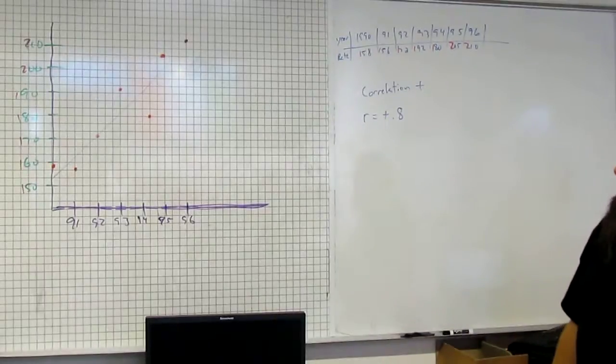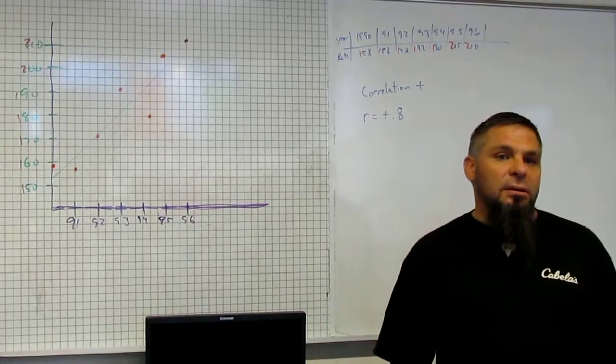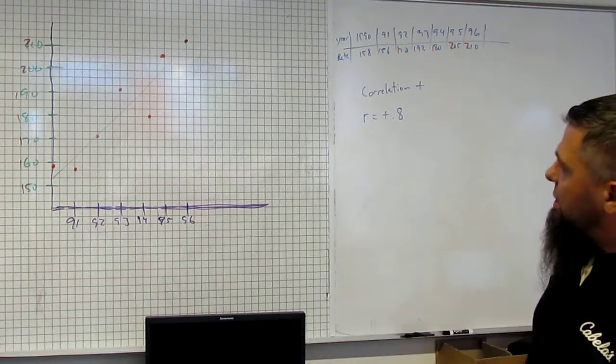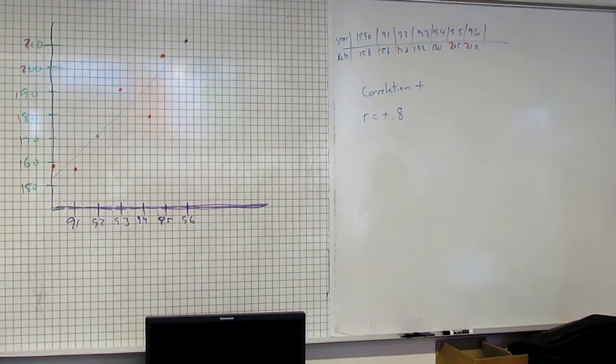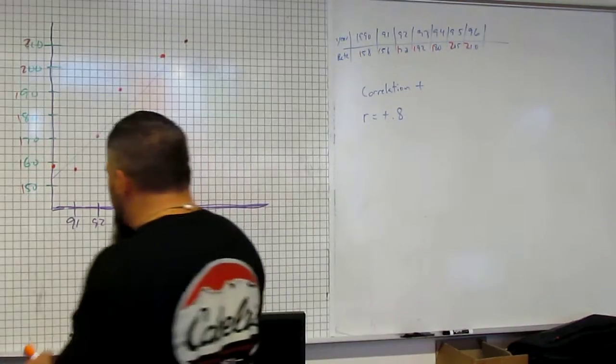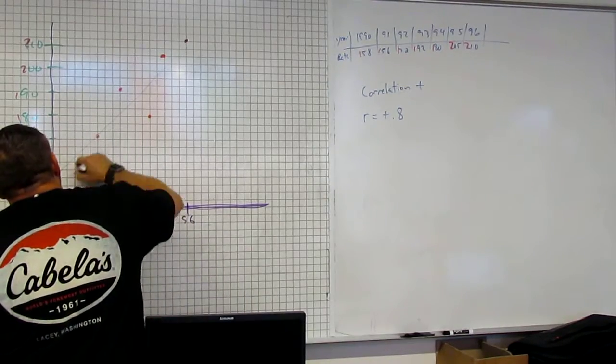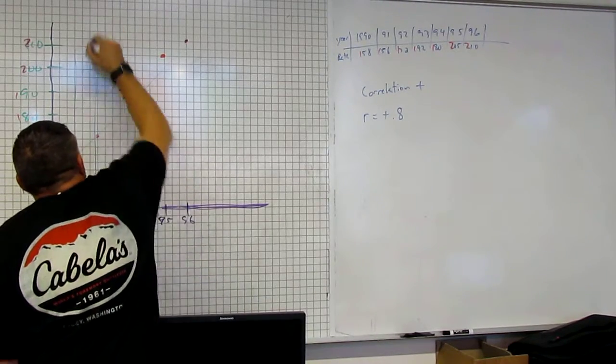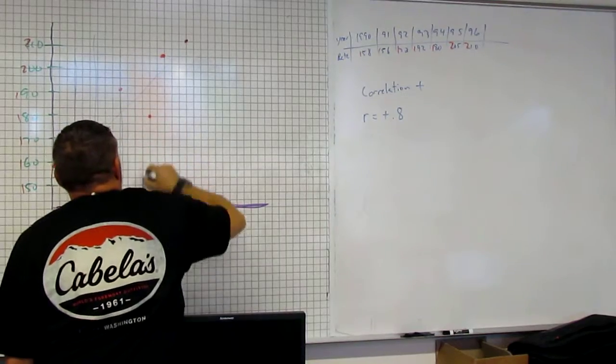Okay? It's linear, but it's not that linear. I mean, it's pretty linear, right? So we're at a correlation of 0.8. Now we need to come up with an equation for the line. So to do an equation of the line, I'm going to put in my grids. I want to put in these.